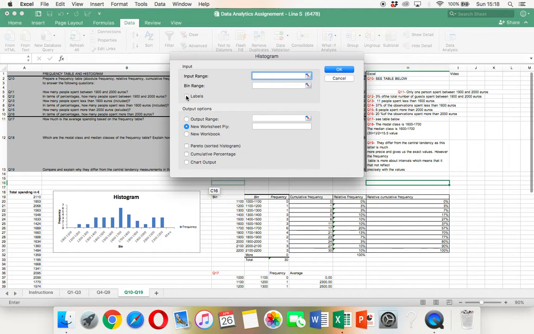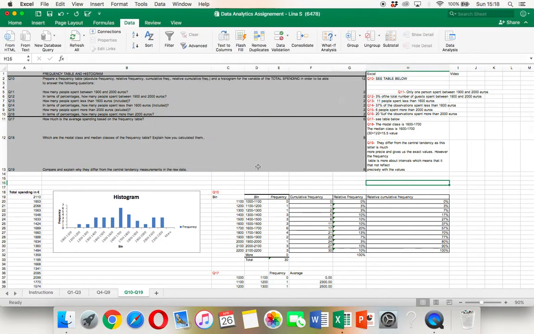I clicked on label, and also for the output range I just chose this cell here. And then I also clicked on chart output in order for me to get the histogram, and it just appeared automatically. It gave me this frequency table from which I will be able to bring out all of the next columns.